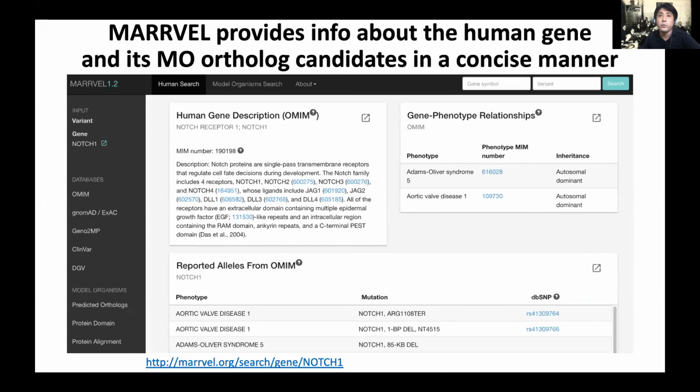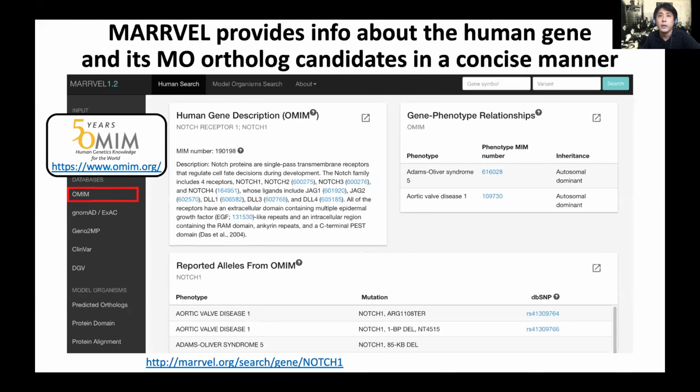Clicking on NOTCH1 would give you a 1-page summary of information related to the human NOTCH1 gene, its known links to rare diseases, population genomics data, as well as a comprehensive table that shows information collected from major model organism databases. For example, a short text describing the gene function in the table that lists known rare disease association is provided by OMIM, which is run by Ada Hamosh's group, as you heard earlier.